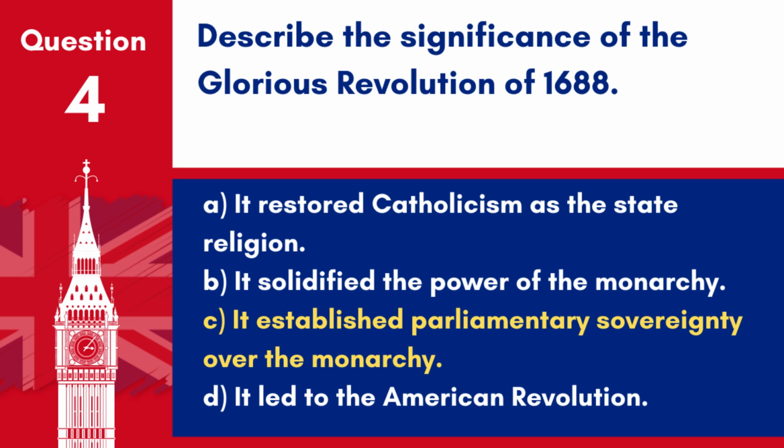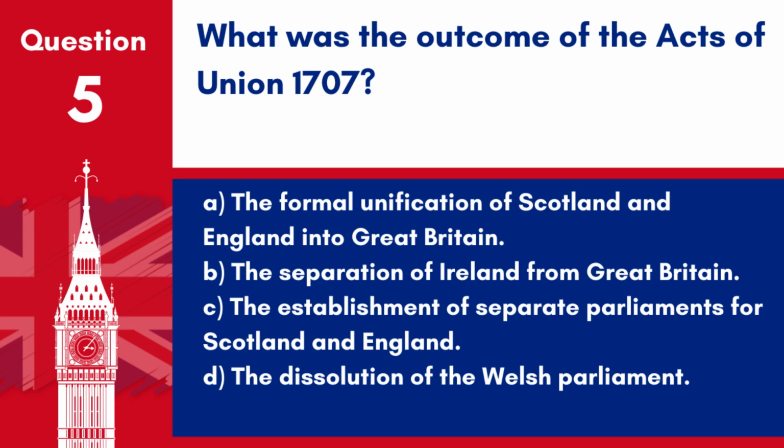Answer. C. It established parliamentary sovereignty over the monarchy. The Glorious Revolution of 1688 was significant because it established the constitutional monarchy in Britain, confirming parliamentary sovereignty over the monarchy.